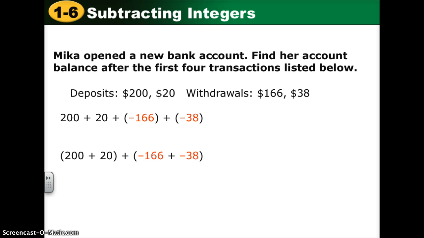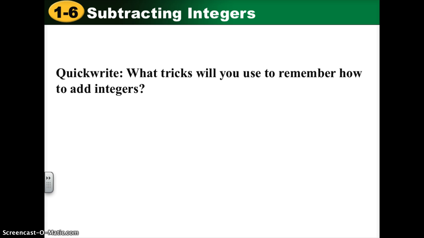We can combine using the associative property: 200 plus 20, and combine our -166 plus -38. So we get 220 plus a -204, which is really taking 220 minus 204. So she has a positive $16 left in her bank account. To finish up section 1.5, write down a few tricks you will use to remember to add integers. Pause if you need more time.